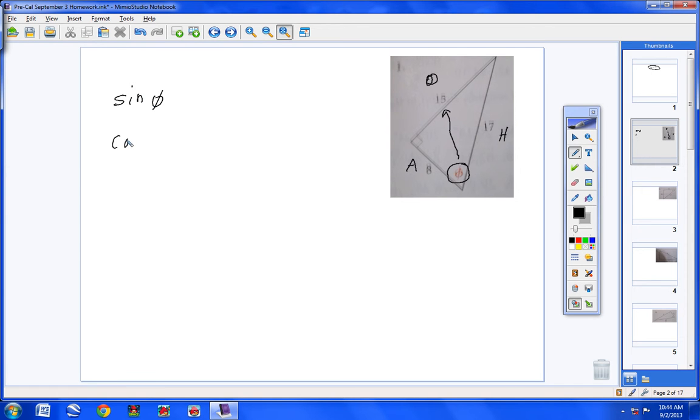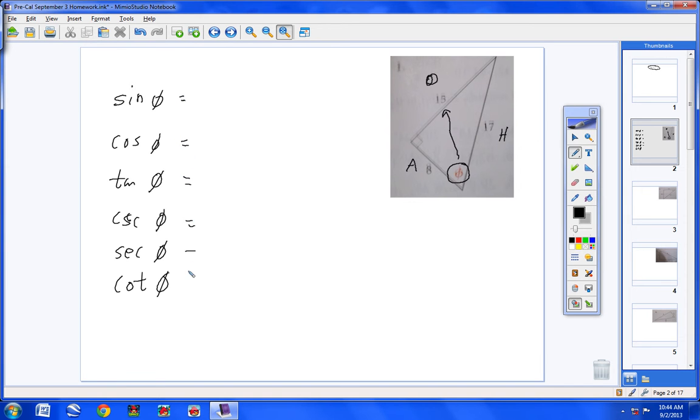So sine, cosine, tangent, cosecant, secant, and cotangent. All right, and here we go. We'll go through this pretty quickly.